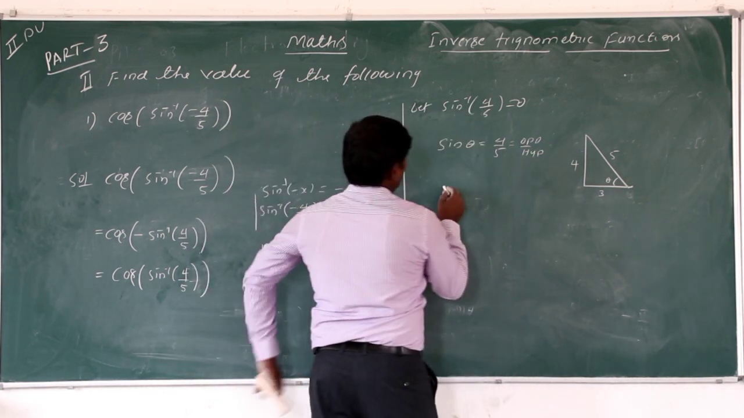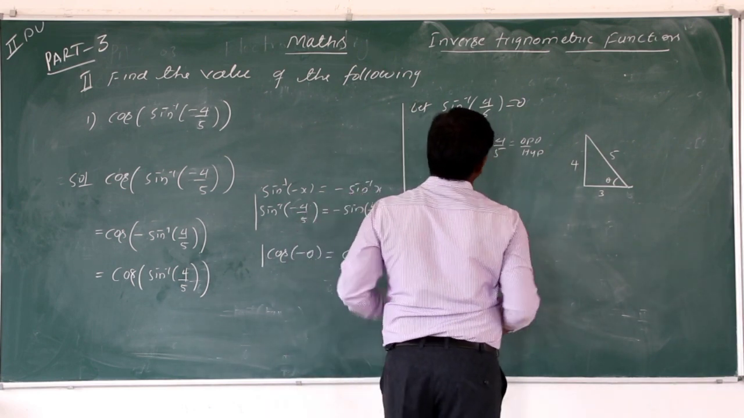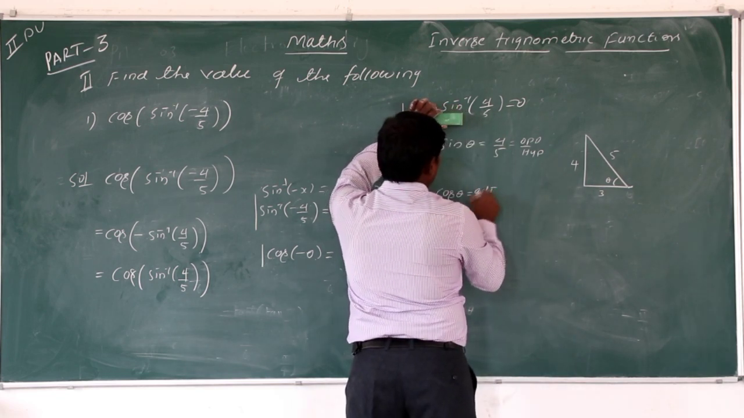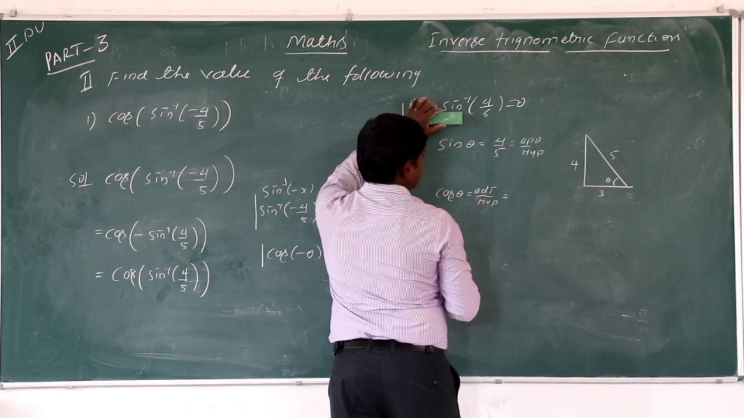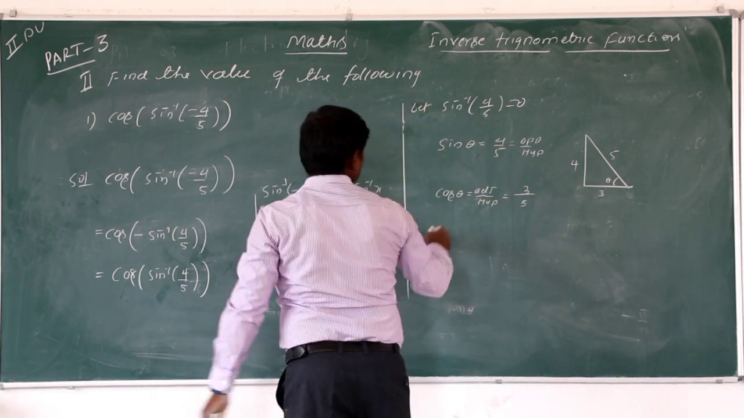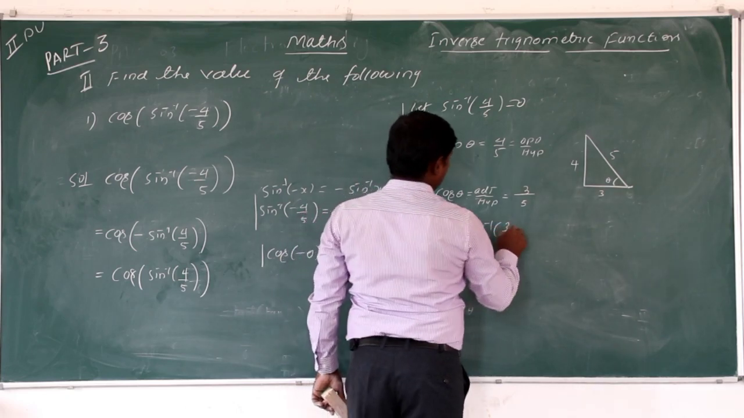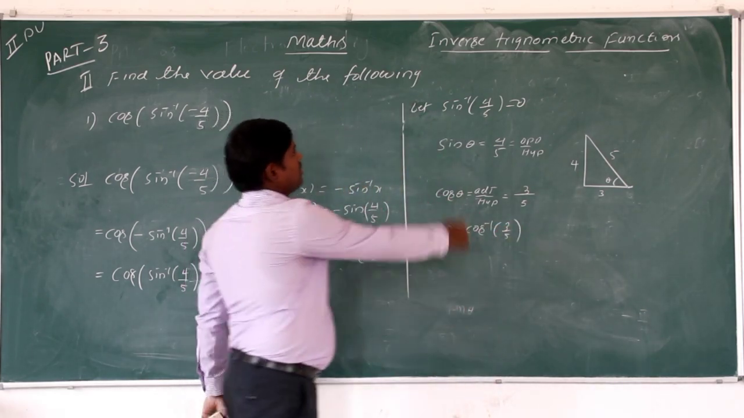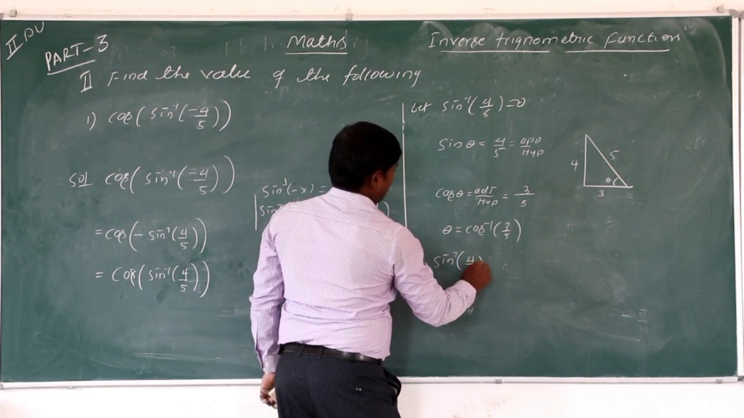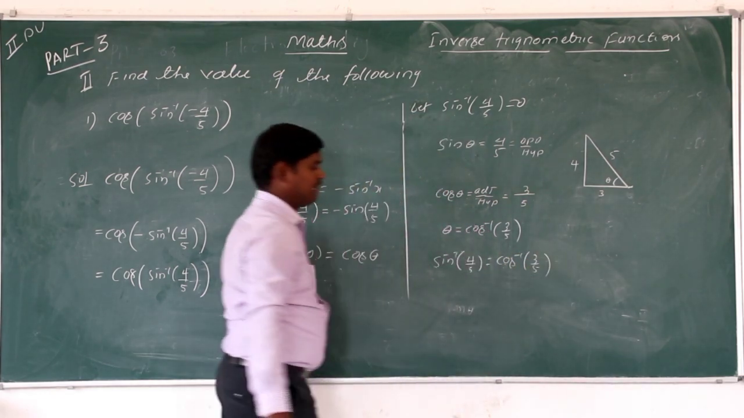So cos theta is equal to adjacent side by hypotenuse. The adjacent side is 3, so cos theta is 3 by 5. Therefore theta is equal to cos inverse of 3 by 5. That means sin inverse of 4 by 5 can be written as cos inverse of 3 by 5. So both are the same.